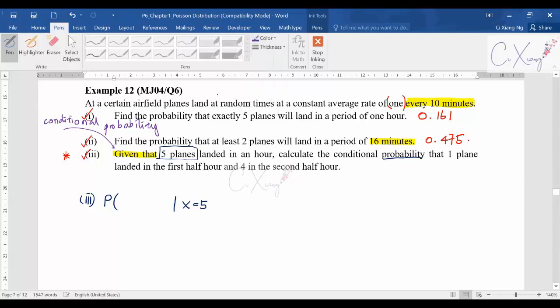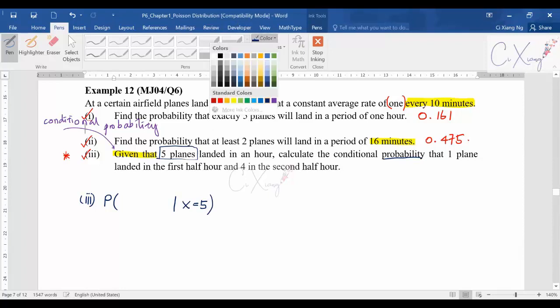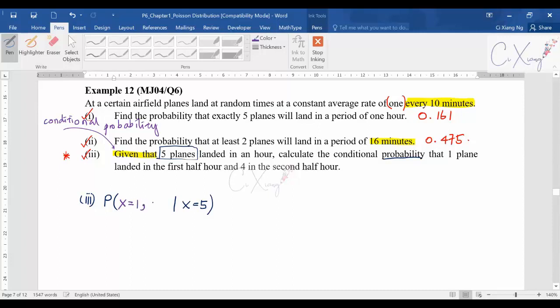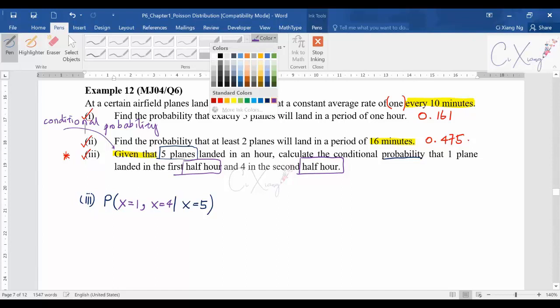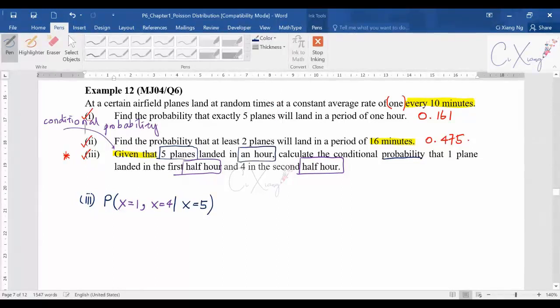For this X equals 5, that means the number of planes landed in an hour, so the duration is 1 hour. Then what do they want to calculate? They want the conditional probability that 1 plane landed in the first half hour and 4 in the second half hour. So I write X equals 1 and X equals 4. If I write these in purple, it means that for X equals 1 and X equals 4, the duration is different, which is half an hour. Can you see the difference between blue and purple? The blue one is for an hour, and the purple one is for a half hour duration.